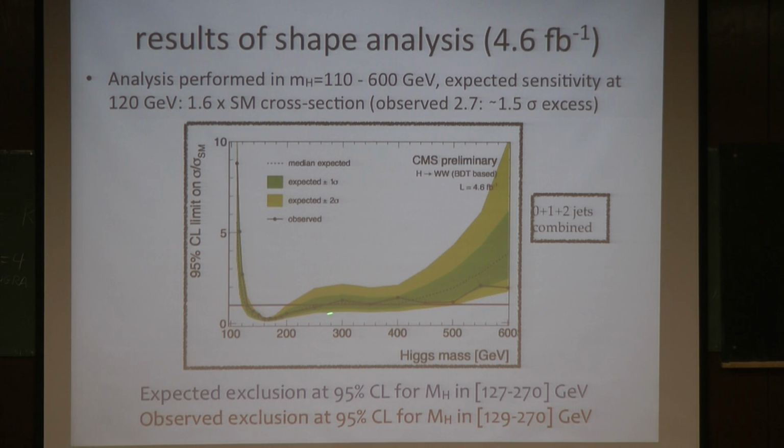Again, what we see here is that this is the observed and expected plus or minus sigma, the green and yellow bands, and what we see is that here we're a little closer to the median, and in some cases we are at the 1 sigma down here. So the expected exclusion is 127 to 270, and the observed is 129 to 270. So when we cannot exclude in the observed exclusion what we expected by a few GeV, it means that we have some excess.